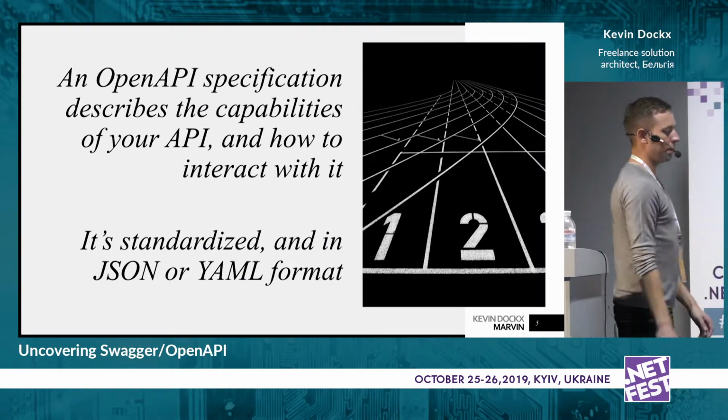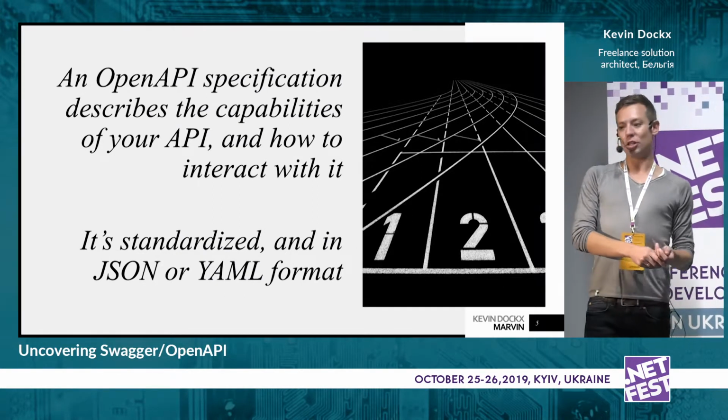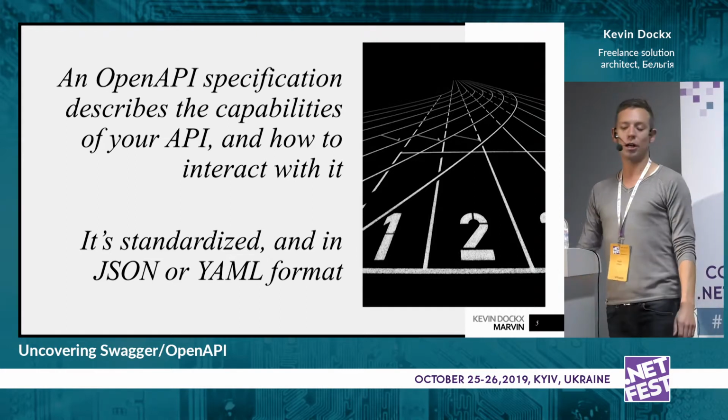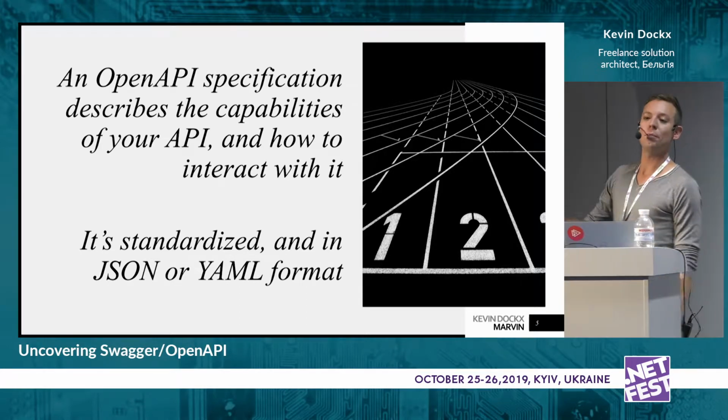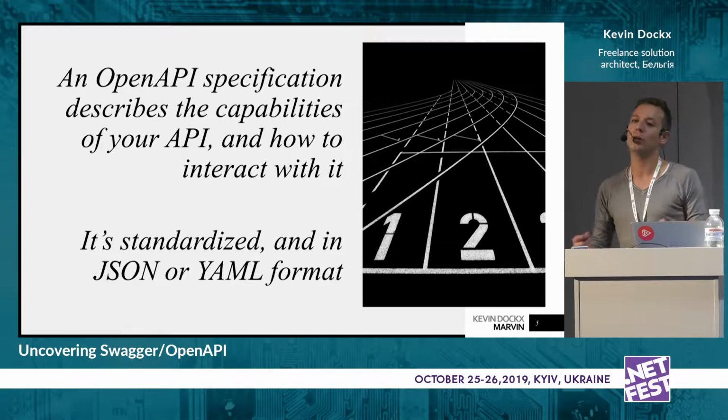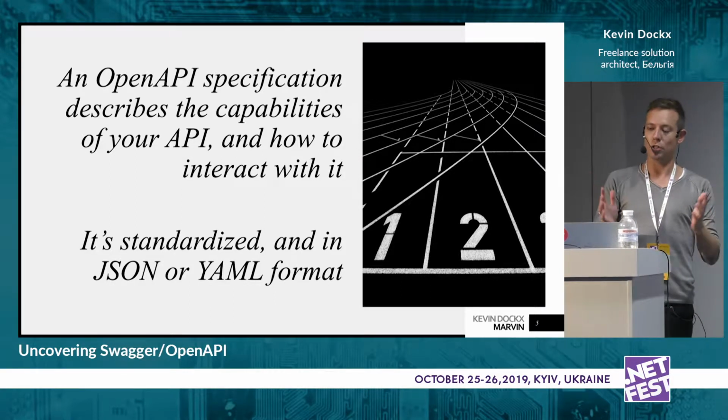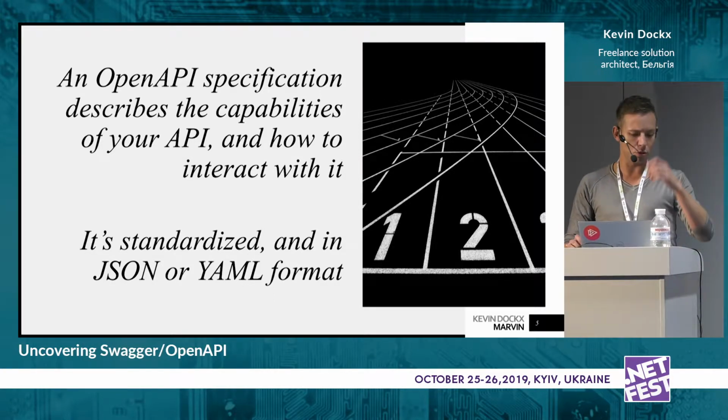And what is such an OpenAPI specification then? Well, it's actually a bit of JSON or YAML, and it describes the capabilities of your API and how to interact with it. That's what the OpenAPI specification is. And maybe we should look at one.